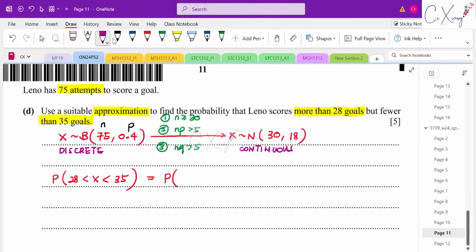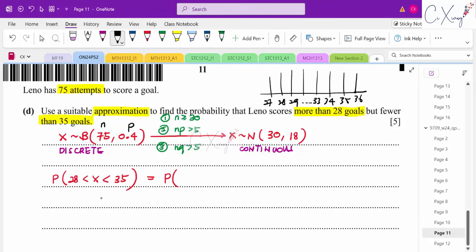Okay, all right. So what is the correct continuity correction? You can draw a number line here. So you have 27 maybe, then 28, 29. Then maybe this is 33, 34, 35, and 36. When they say x is between 28 and 35, that means it doesn't include 28 and does not include 35. So this is the probability that you want to find. Basically, you want to find 29 until 34.